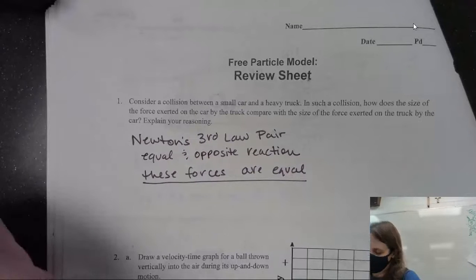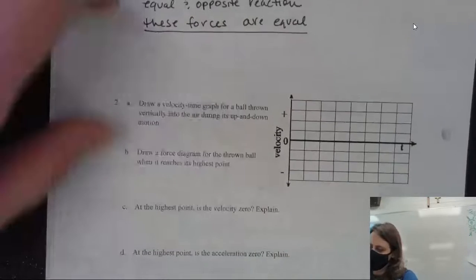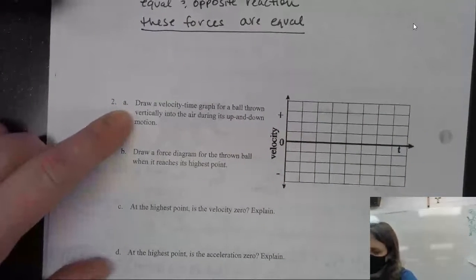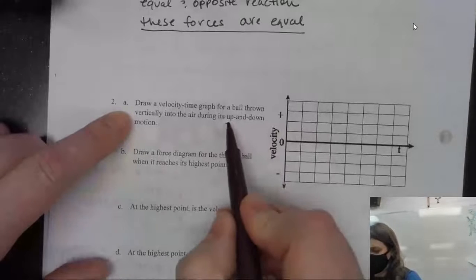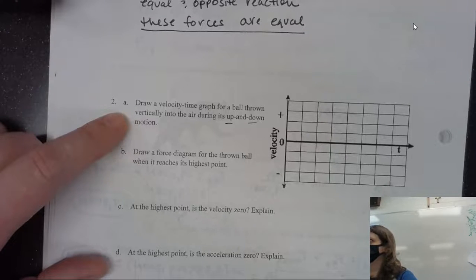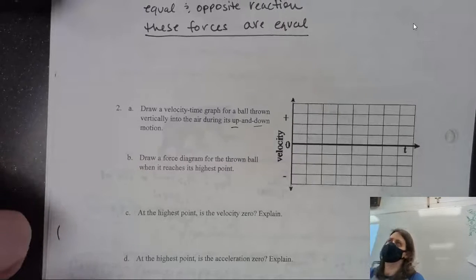Hopefully, yeah. Okay. For the second one, it says draw a velocity versus time graph for a ball that's thrown vertically into the air during its up and down motion. So you guys have thrown balls into the air, right? Not our bowling balls from the beginning of the month, but like a baseball or something. And it goes up and then it reaches a velocity of 0 and then falls back down, right?